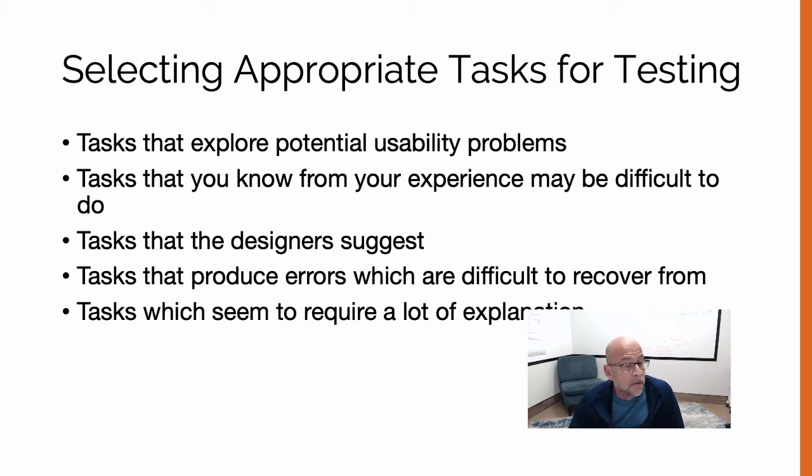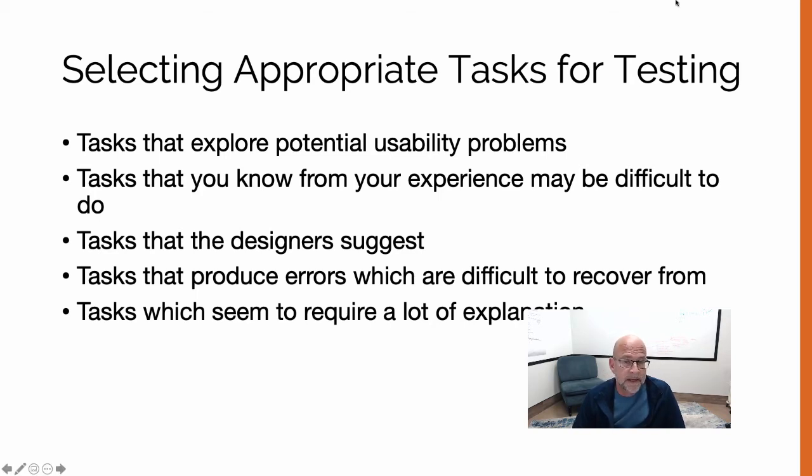Since a lot of products do an awful lot of things, you won't be able to test every set of tasks in every usability study that you do. So you're going to want to be smart about figuring out which tasks to test people on and which tasks not to cover in a usability test. So I would start with ones that you think explore potential usability problems. For example, sometimes as we're working on a product, we can tell that something might be difficult to use. We're not sure, but we have an inkling that this could be problematic. That's something you would want to test.